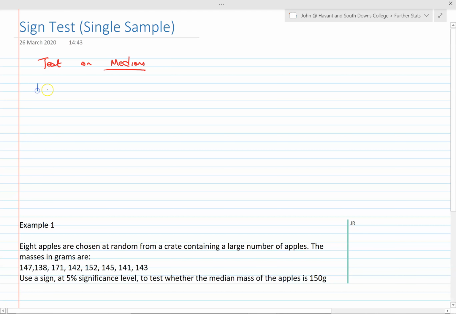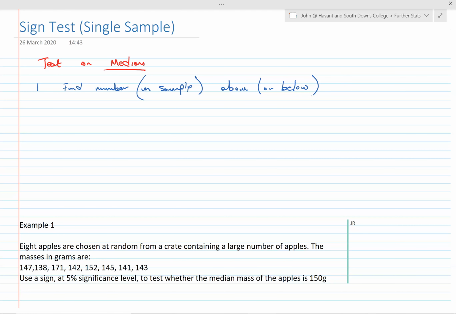First of all, we need to find the number in the sample above or below the median. It's arbitrary because we're talking about a symmetrical distribution.